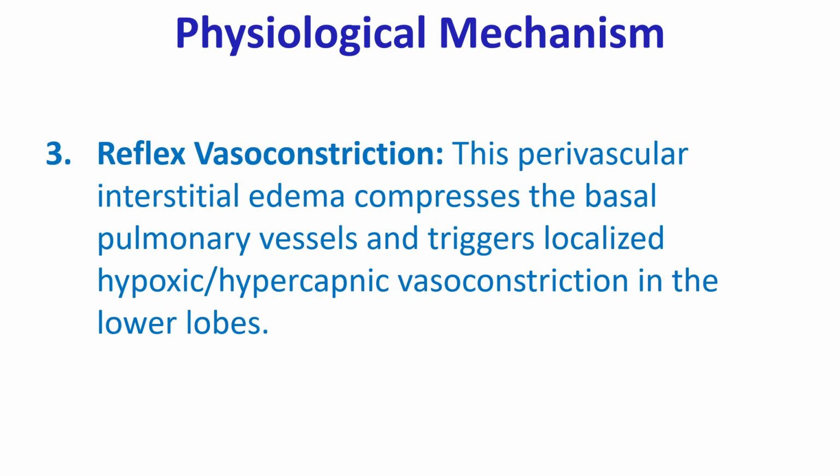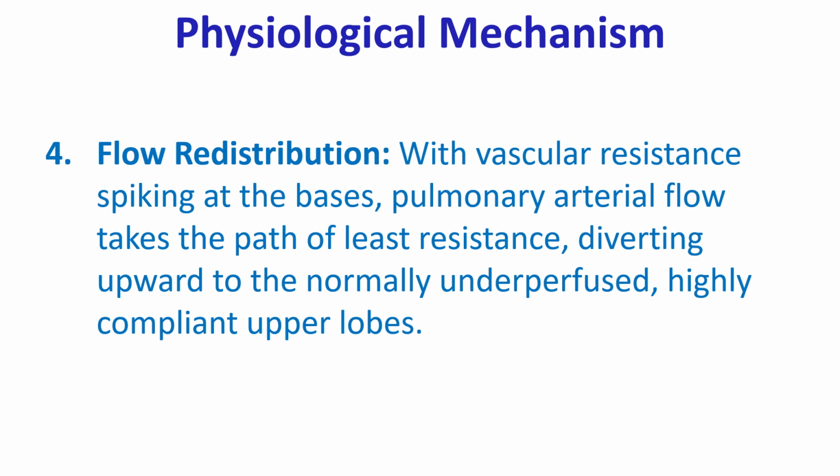3. Reflex vasoconstriction. This perivascular interstitial edema compresses the basal pulmonary vessels and triggers localized hypoxic hypercapnic vasoconstriction in the lower lobes. 4. Flow distribution. With vascular resistance spiking at the bases, pulmonary arterial flow takes the path of least resistance, diverting upward to the normally underperfused, highly compliant upper lobes.